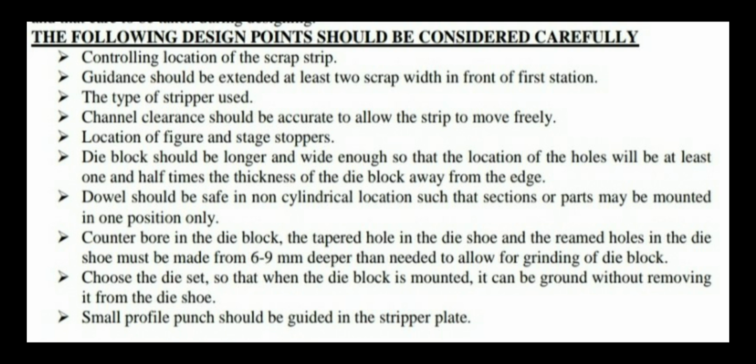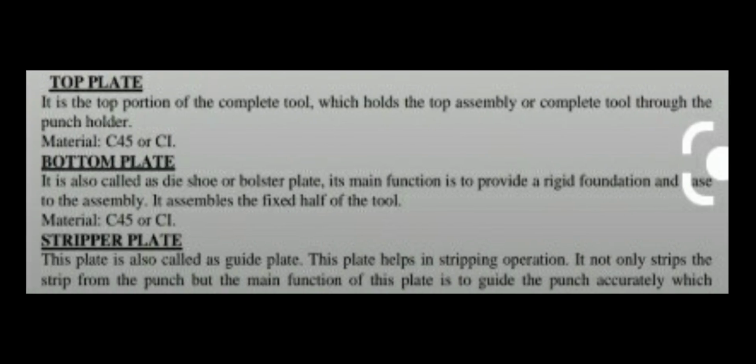So these are some important points that should be considered carefully. Controlling the location of the scrap strip is important. Guidance should be extended at least 2 scrap widths in front of the station. Then the stripper is important, channel clearance is important, and the location of finger and stage stoppers is important. Die block, dowel pin, then counter bore, all these are very important. You should select carefully.